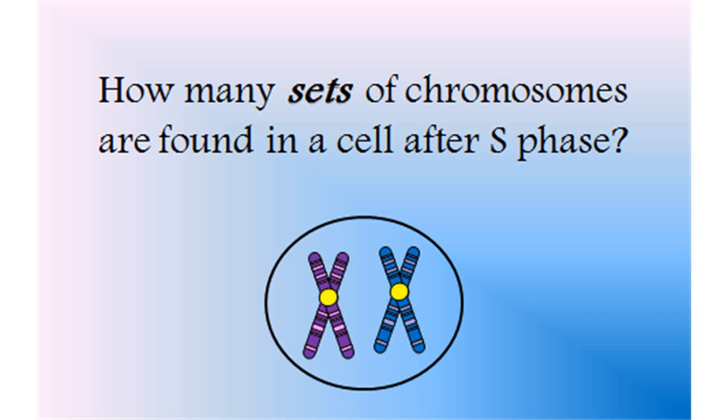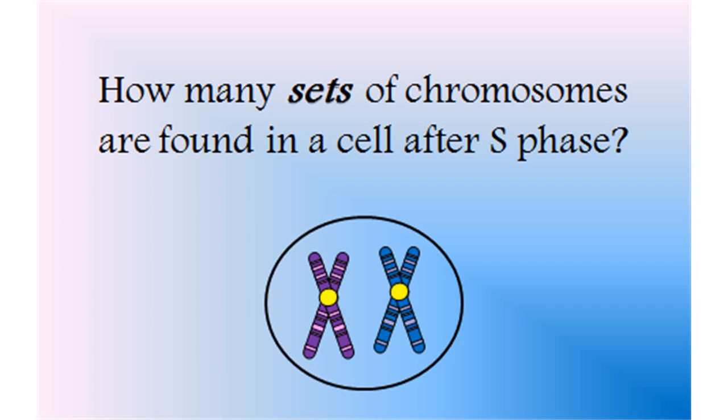So to make a little bit of sense about what's going to come out at the end of meiosis, I want to point out how many sets of chromosomes you find in a cell after S phase, because this is what a cell is going to look like right before meiosis. So we're going to count that in the next few seconds.